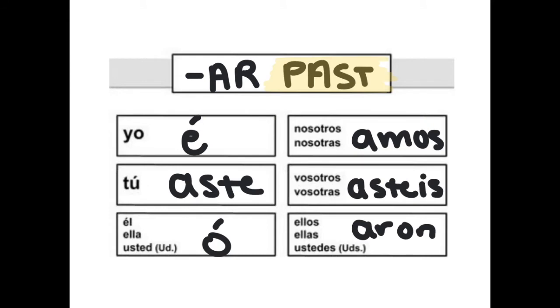Here are the conjugations that you use for when you are talking about the past tense in the AR. So if you have an AR verb that you're trying to conjugate in the past tense, the endings are for yo, é, tú, aste, él, ella, usted, ó, with an accent, nosotros, nosotras, amos, vosotros, vosotras, asteis, ellos, ellas, ustedes, aron.